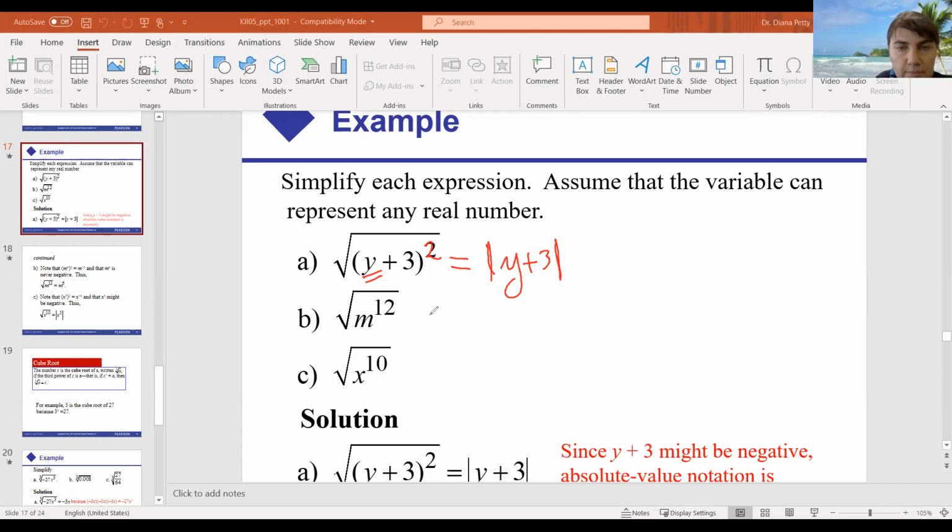The next one, you see right here. So the next one, we have 12.